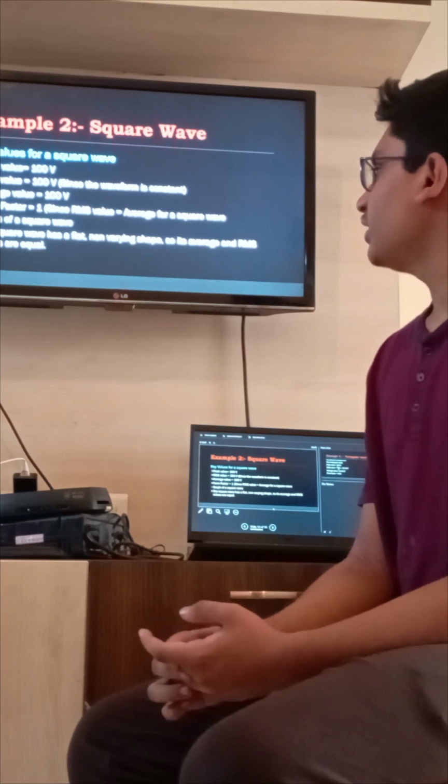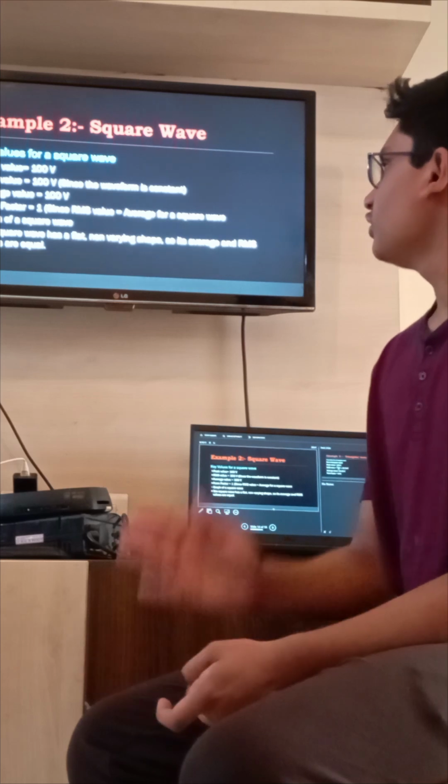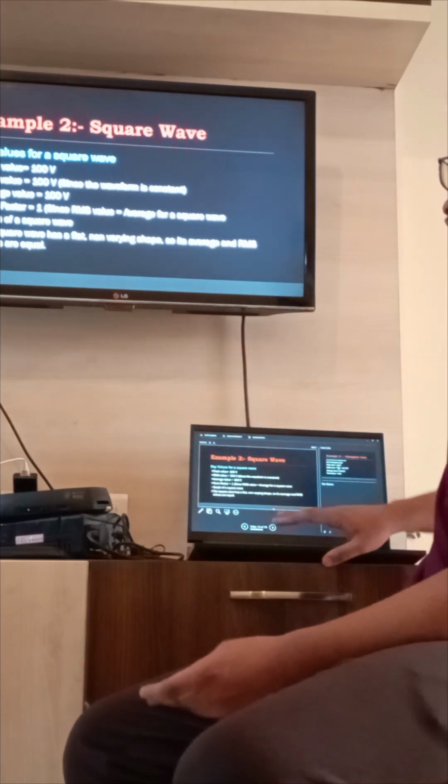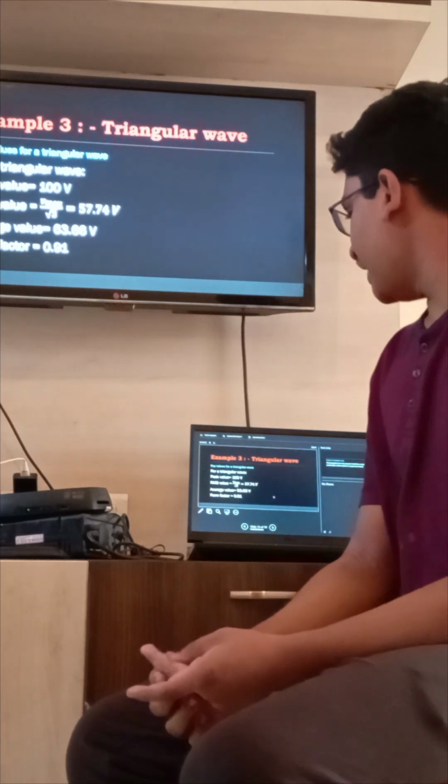Now the graph of a square wave. The square wave has a flat, non-varying shape, so its average and RMS values are equal. Flat, non-varying shape.